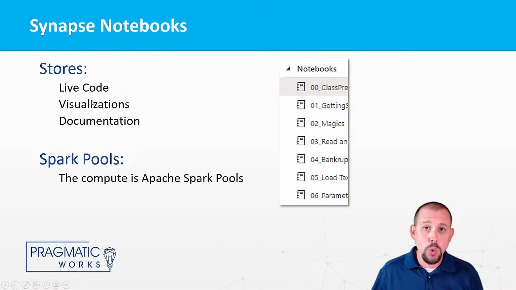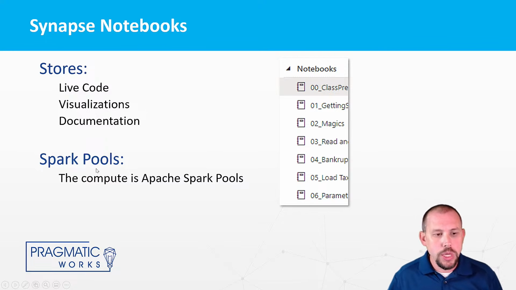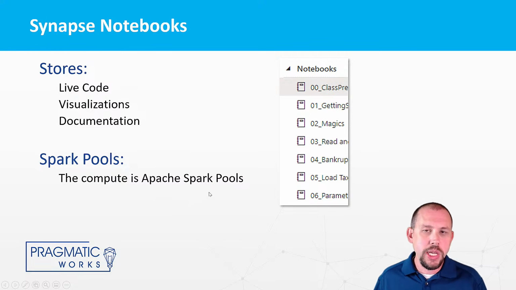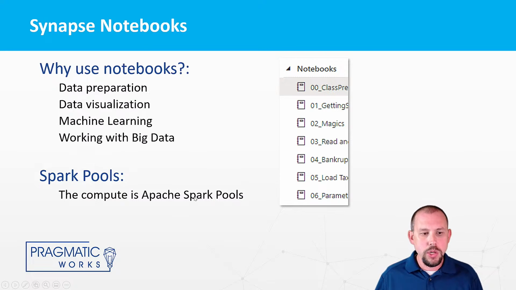So in a notebook, you can store your live code. You can do visualizations. I don't know that I would really do it for that when we have tools like Power BI. And then you can also do documentation. The Spark pools is the compute that is used to run your code. Whether you're using Python or Spark SQL or Scala or .NET, all of those notebooks are going to run against an Apache Spark pool. So that is going to be your compute. And I'll talk a little bit about provisioning a Spark pool and what the options are in just a little bit as we continue to go through this.